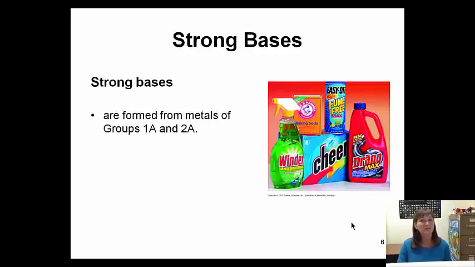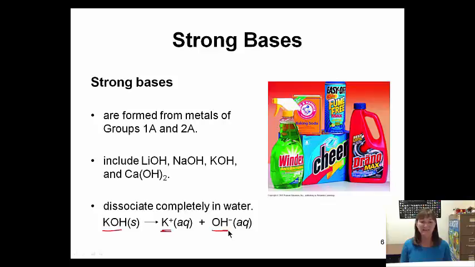Strong bases are formed from your metals in groups 1A and 2A, forming hydroxides of those metals, including lithium hydroxide, sodium hydroxide, potassium hydroxide, and calcium hydroxide. Since they're strong bases, they're strong electrolytes, so we're going to expect 100% dissociation. And that's what happens. I'm showing that the potassium hydroxide is going to 100% break into the potassium ion and the hydroxide ion.